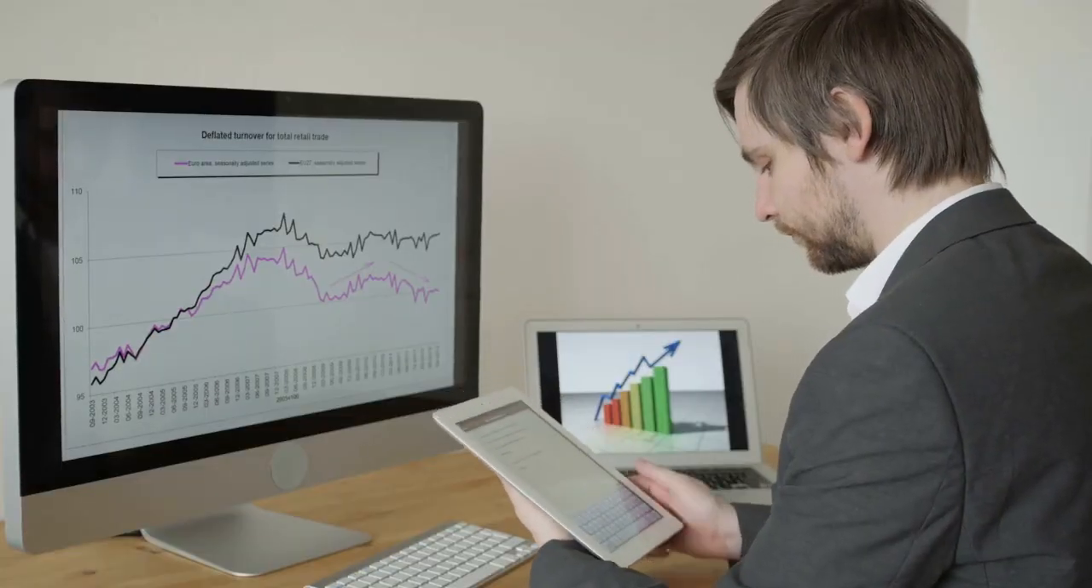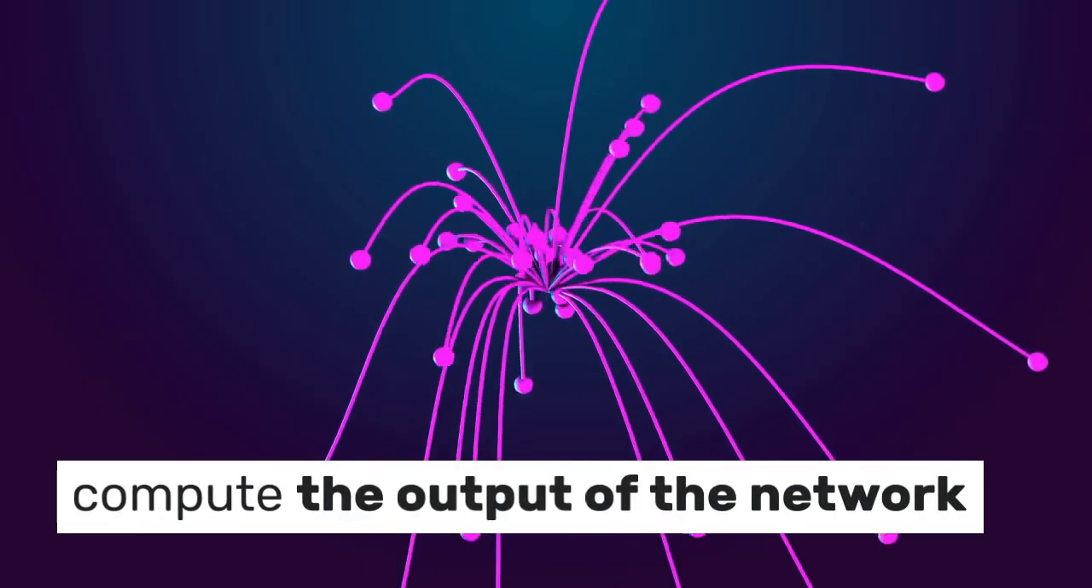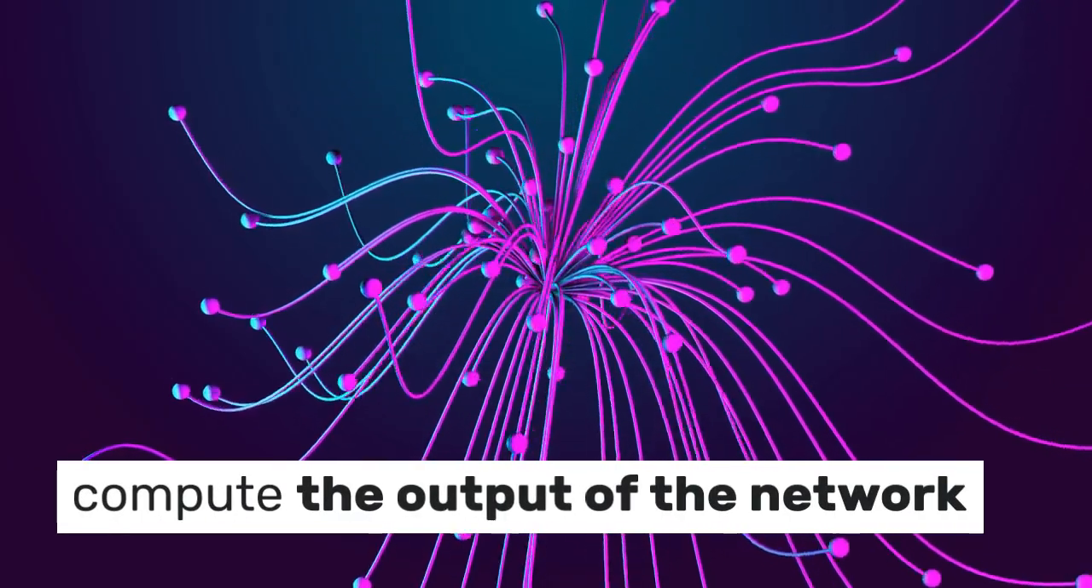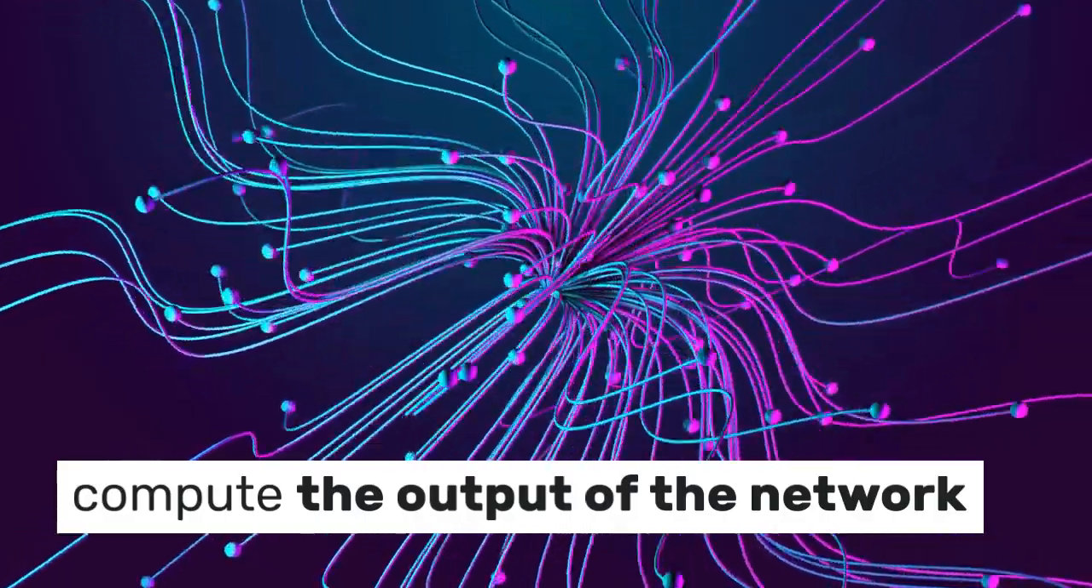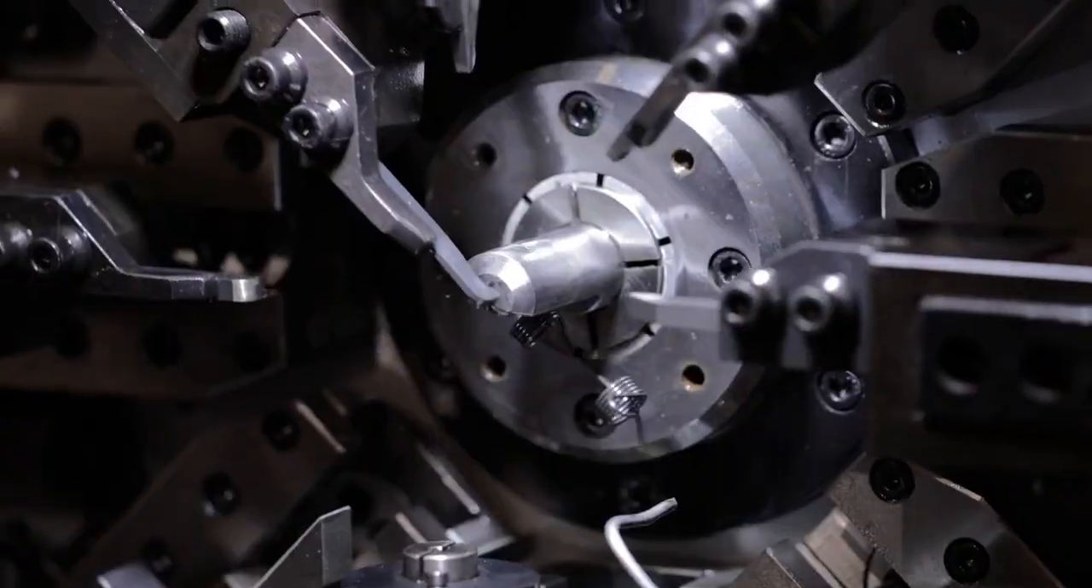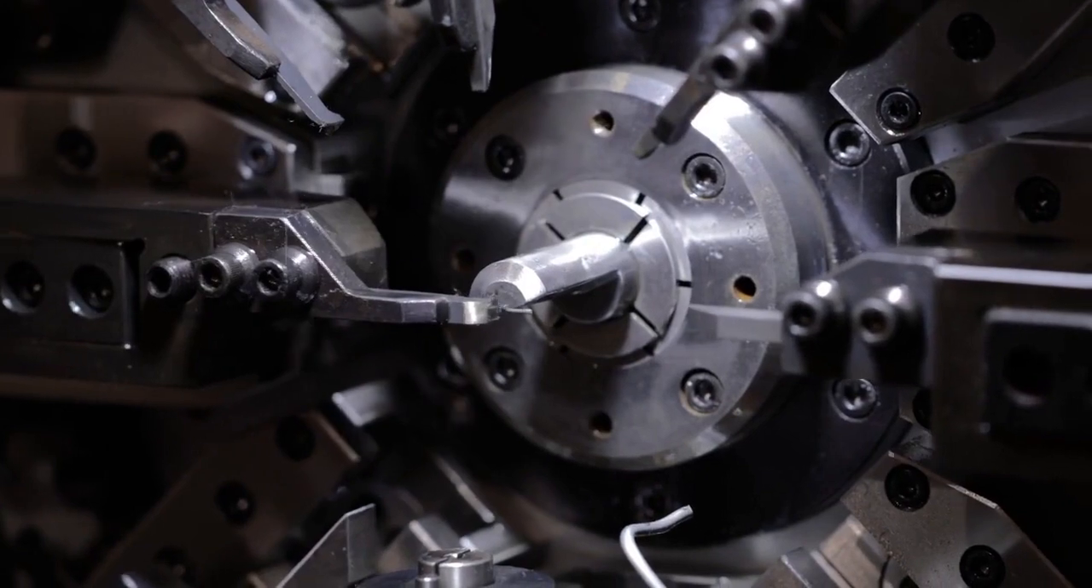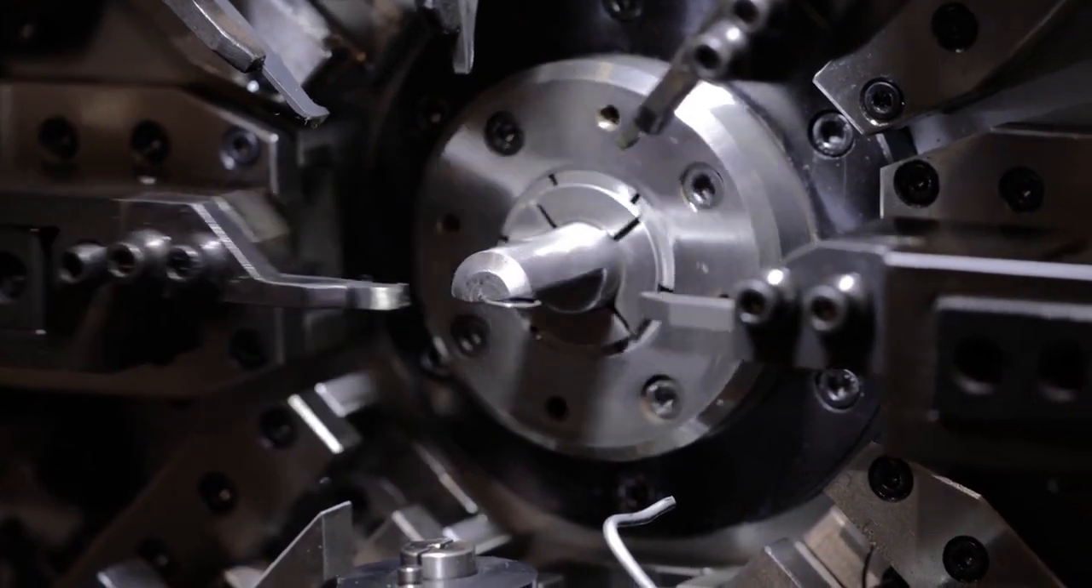Set initial values for the weights and biases randomly. Compute the output of the network by passing inputs through the layers, applying weights, biases, and activation functions. Measure the difference between predicted and actual output using a loss function.